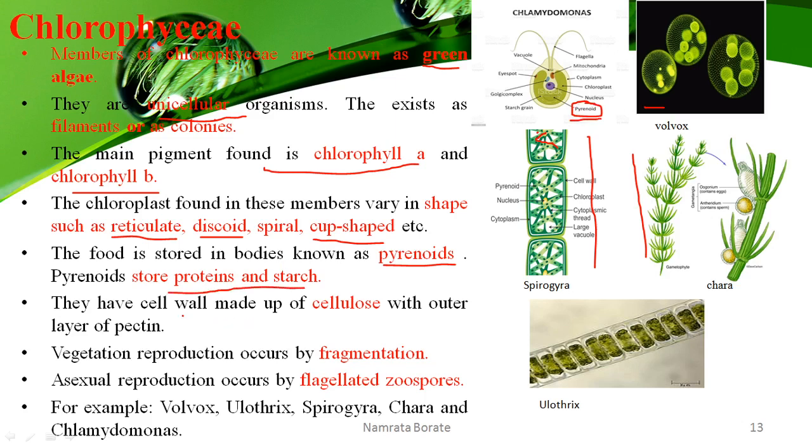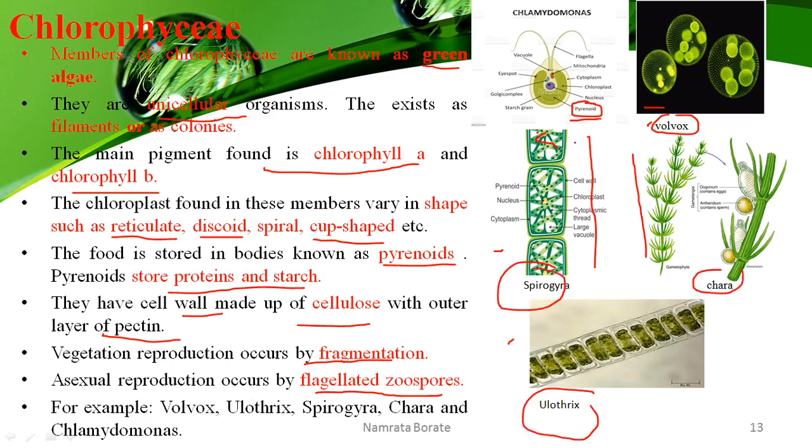There is a cell wall, and this cell wall is made up of cellulose, and the outer layer is pectin. Vegetative reproduction occurs by means of fragmentation, which is observed in Spirogyra and in Ulothrix. Sexual reproduction occurs by flagellated zoospores, as in Chlamydomonas. Examples are Volvox, Ulothrix, Spirogyra, Chara, and the last one is Chlamydomonas.